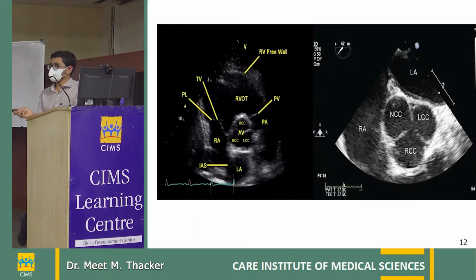The same thing depicted by a transesophageal picture. So it will be reversed because it images from behind, from the posterior mediastinum, from the esophagus. The RCC, the NCC, and the LCC. It remains the same. Corresponding to the IAS is the NCC. To the RV side, RVOT is the RCC, and this is the LCC.